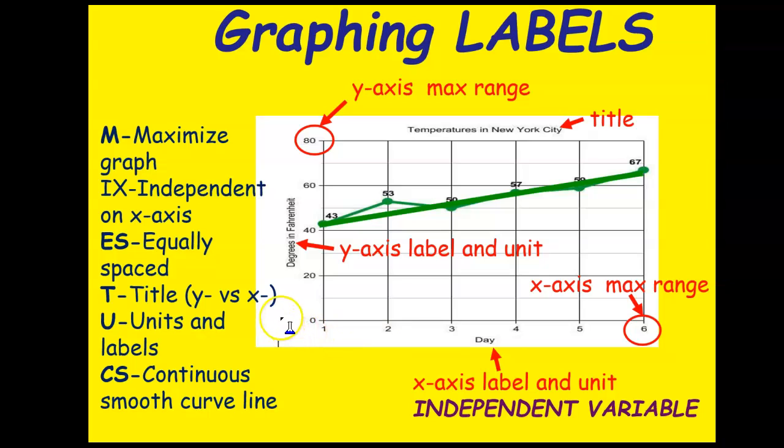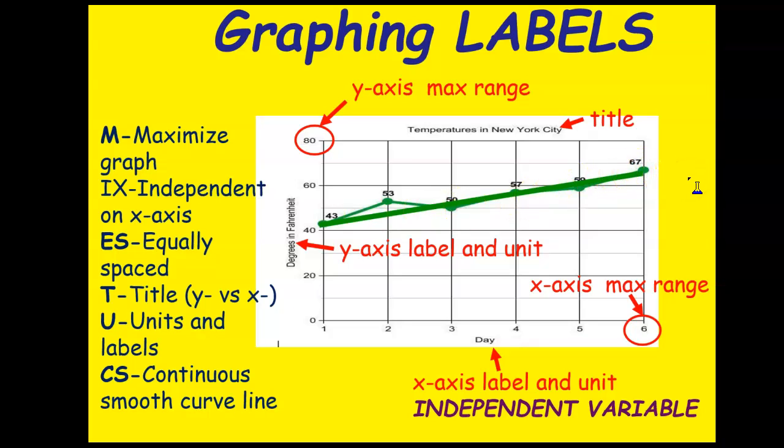In this case, these are going by ones. Then the next one is T. It needs to have a title. In this case, the title is Temperatures in New York City. If you don't have a title, you will use the y-axis versus the x-axis. So in this case, it would be the degrees in Fahrenheit versus the days. Then the U stands for units and labels. That's what these are. And then the last one is CS, which stands for continuous smooth line, which is when our points are plotted, then we do our best fit line between those points.